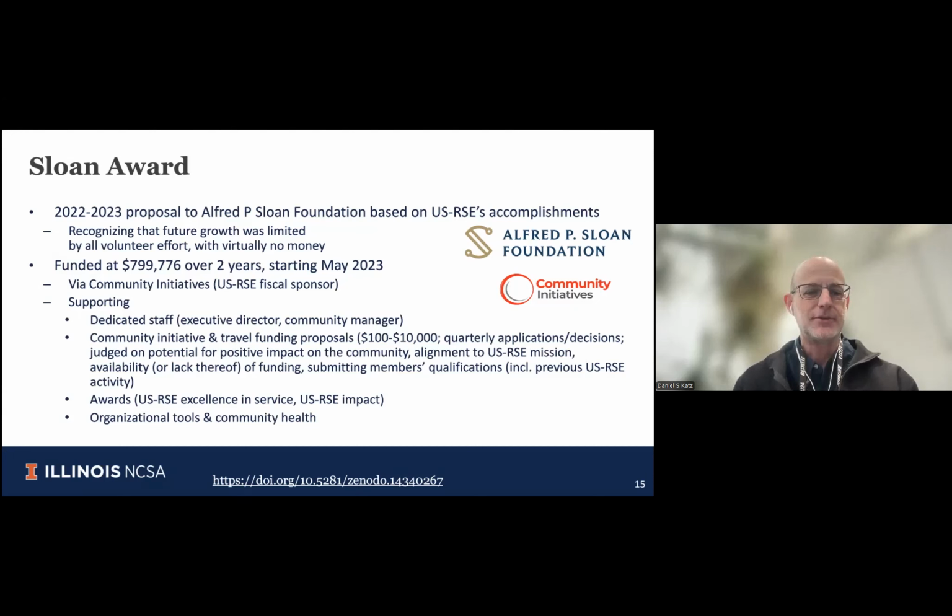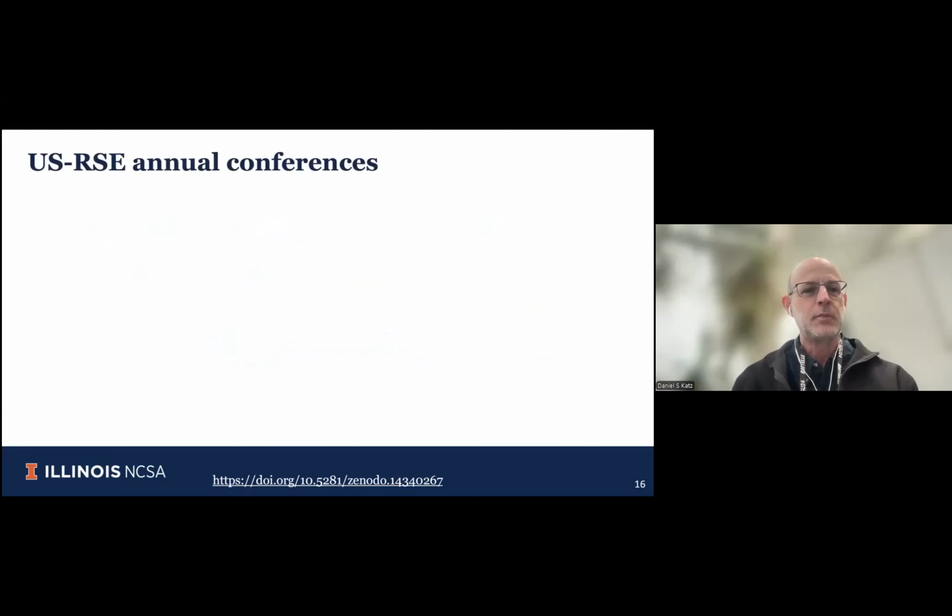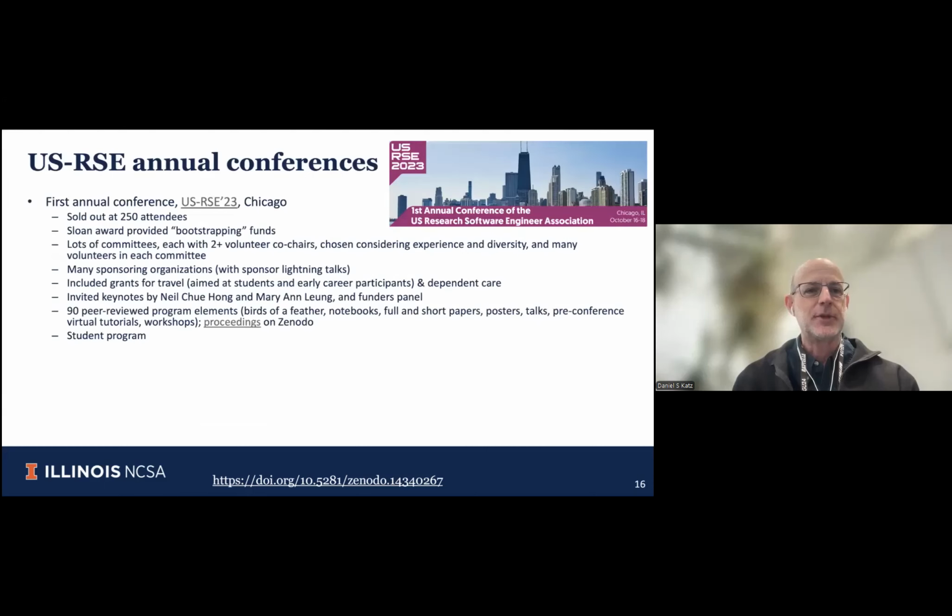And it also allows us to pay for organizational tools and community health, such as the tool we use to do voting for the steering committee. We also have been doing an annual conference the last 2 years. Last year, we had our first conference in Chicago, sold out with 250 attendees. The Sloan Award basically gave us the funding to pay for things initially before the registration money came in and paid us back for those things.